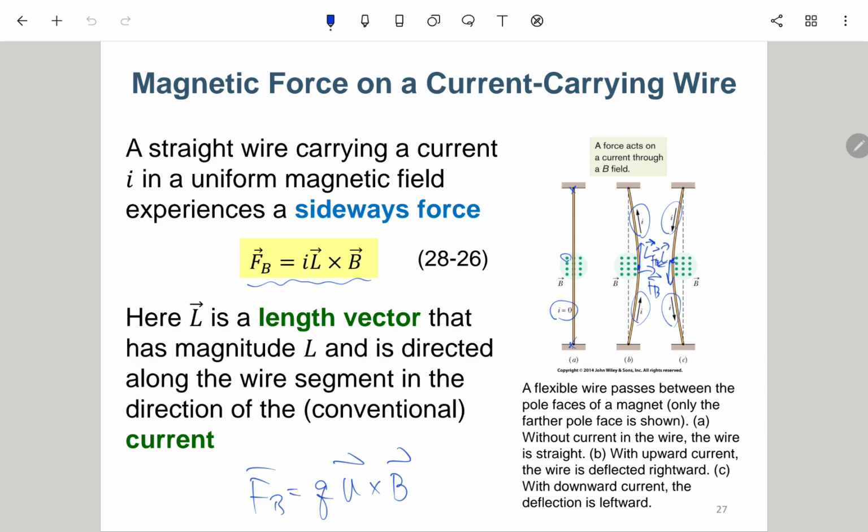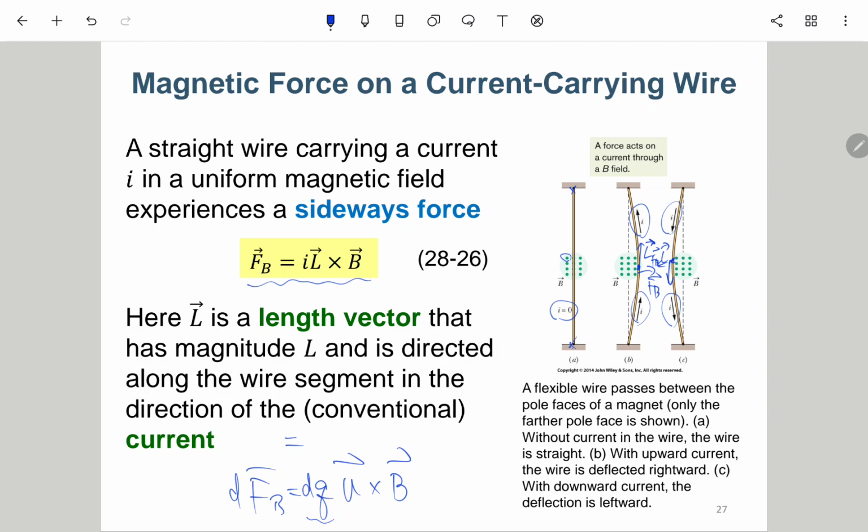Just now I mentioned that this is another form of the Lorentz force. So actually, this is something like q times v cross B. You can regard it something like this: you can simply consider it like a dq and dF_B.